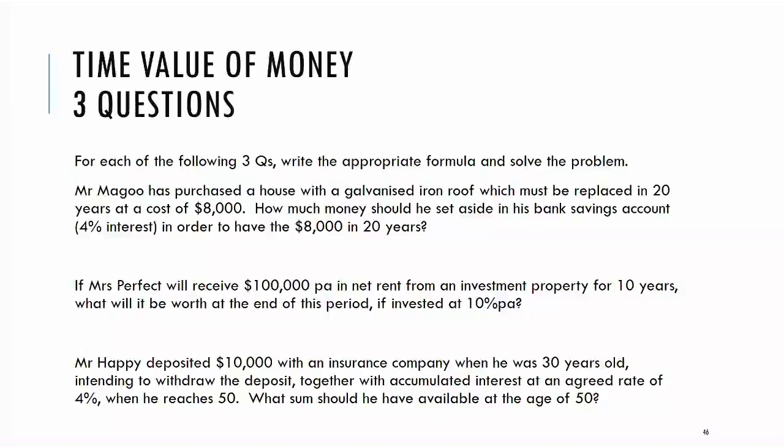And Mr. Happy deposited $10,000 with an insurance company when he was 30 years old, intending to withdraw the deposit together with the accumulated or compounded interest at an agreed rate of 4% when he reached 50. What sum should he have available at the end of the 50 years?